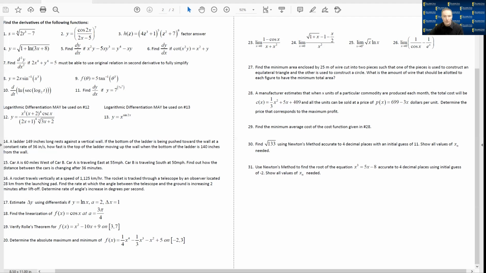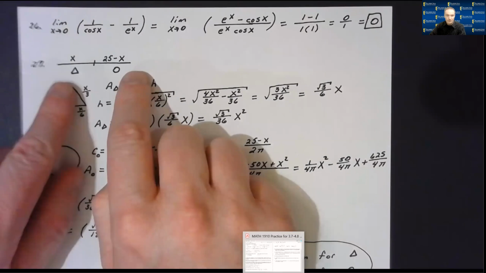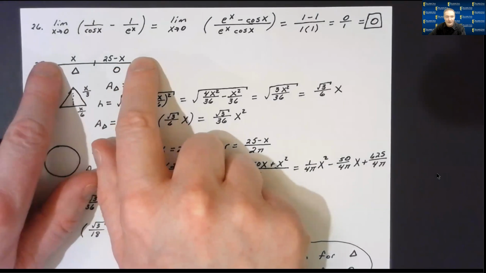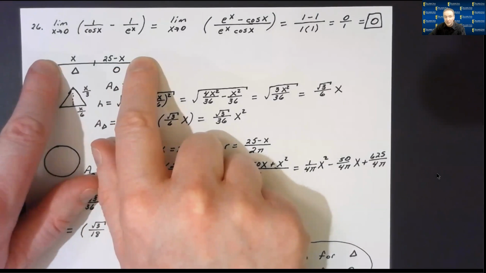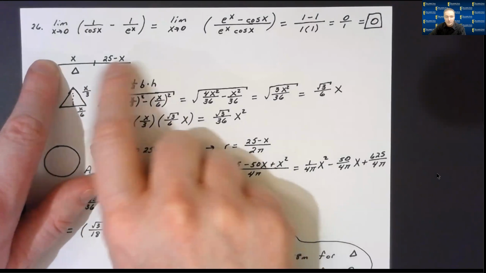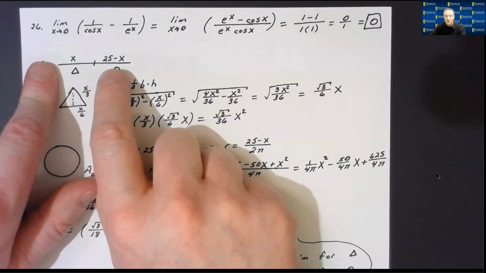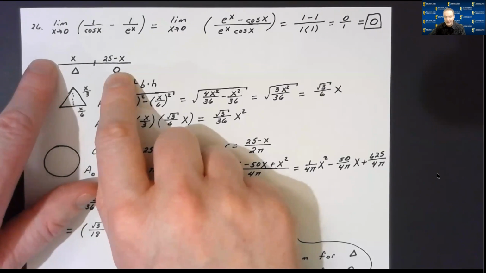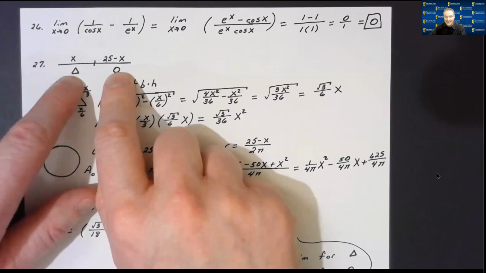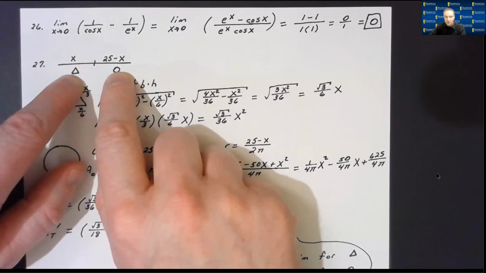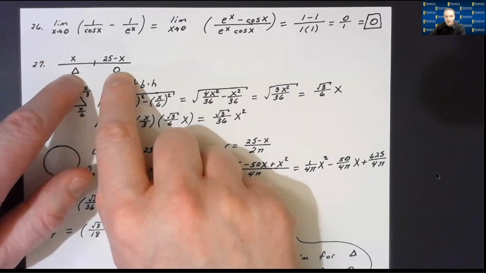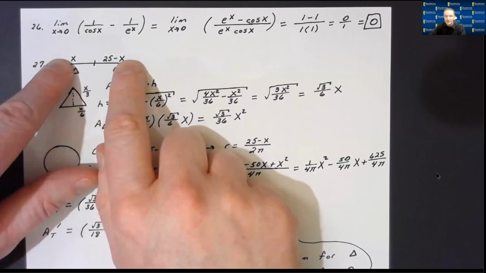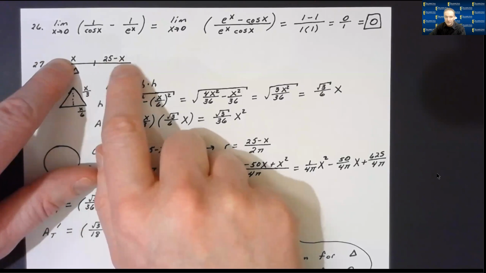Okay, so here's my thinking about the problem. We know that we have a 25-meter wire. We're going to allot some of the wire to be used for an equilateral triangle, some of the wire to be used for a circle. So I went ahead and just said, well, okay, let's let x meters of the wire be designated for the equilateral triangle. And then since you have 25 meters of wire, you're going to have 25 minus x left over for the circle.